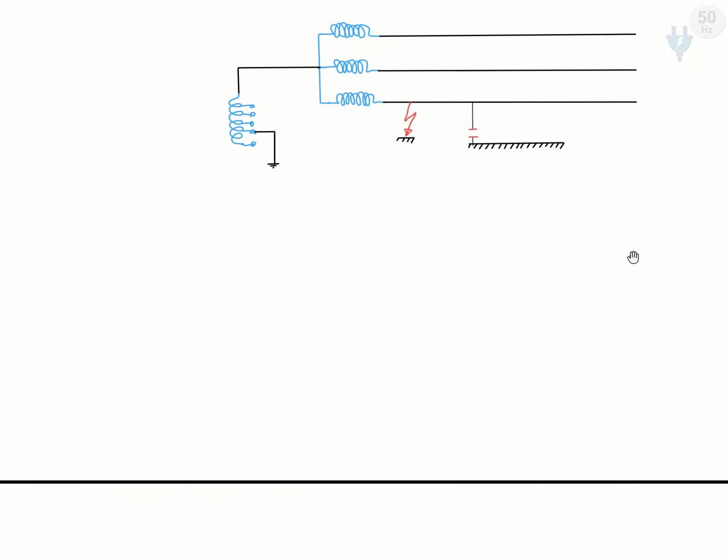We know that before the fault happens, each phase of our transmission line, our feeder, has capacitance with the ground. These are the capacitances to the ground. It is distributed, but we draw it in a lumped circuit. This capacitance is distributed over each line with the ground, and this is grounded with a Peterson coil.